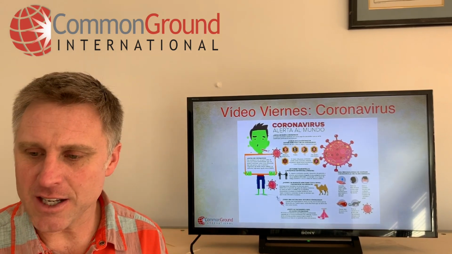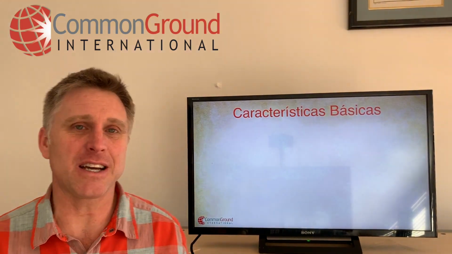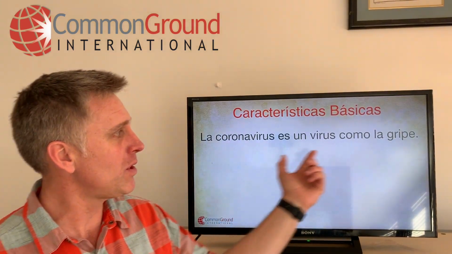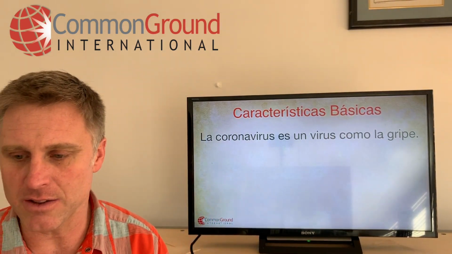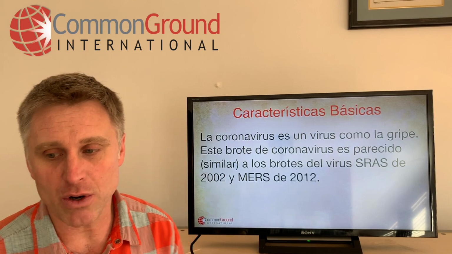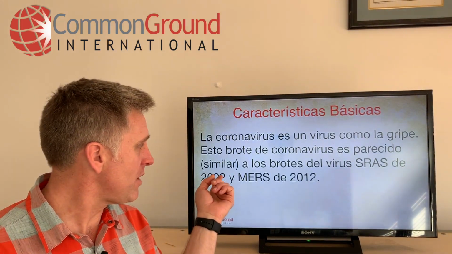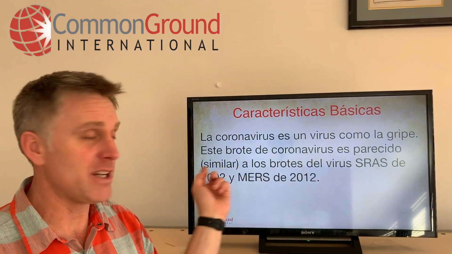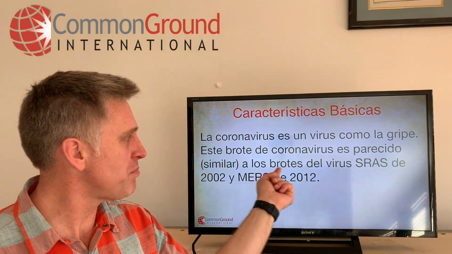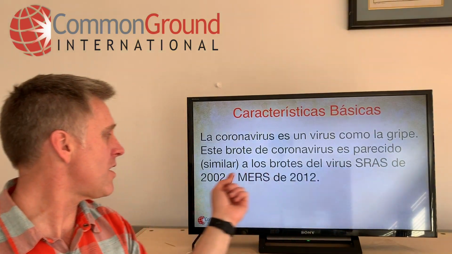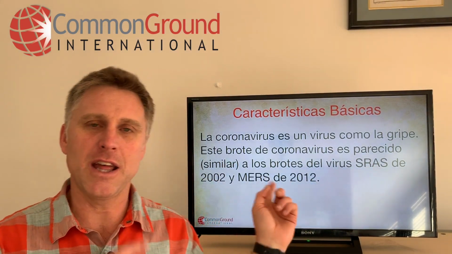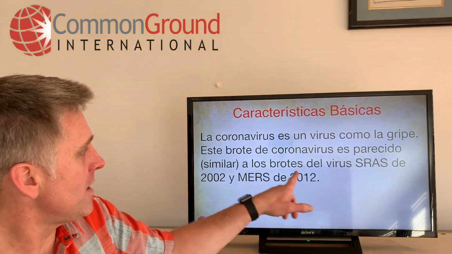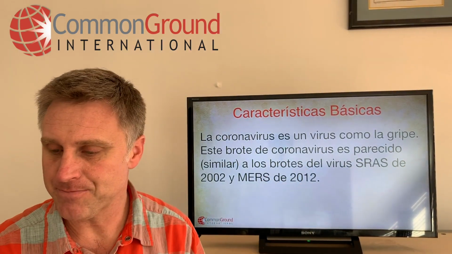So, let's talk first about some características básicas de la coronavirus. So, la coronavirus es un virus como la gripe. So, it's a virus just like the flu. Este brote de coronavirus es parecido, which means similar. In fact, parecido is a better word for similar than similar is. Es parecido a los brotes del virus SARS y MERS en esos años. So it's similar to those breakouts, yeah? Brote is the word for breakout.